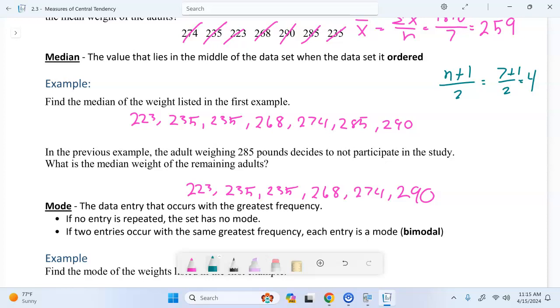So right now I have 2 numbers in the middle. So my median is going to be in the middle of those. It's going to be our midpoint of those 2 numbers. So we'll average those 2 numbers. 235 plus 268 divided by 2. What's our new midpoint? Or I'm sorry, what's our new median?